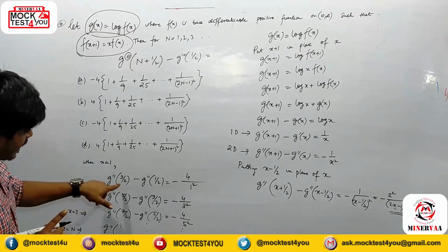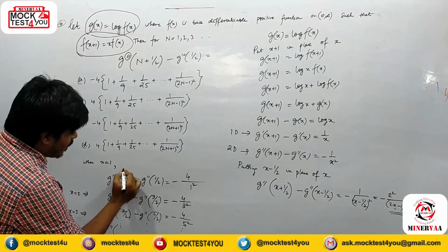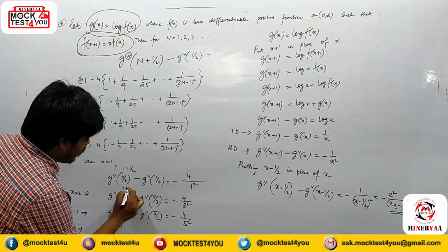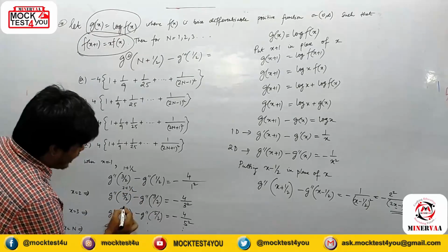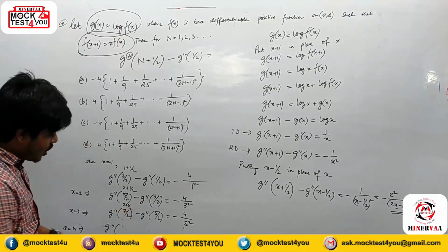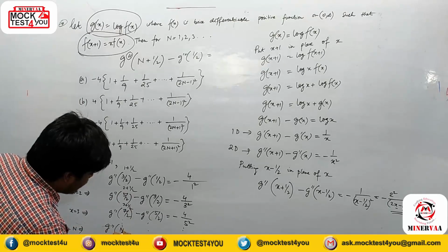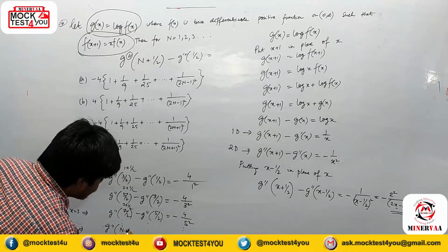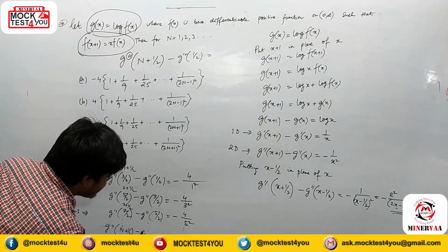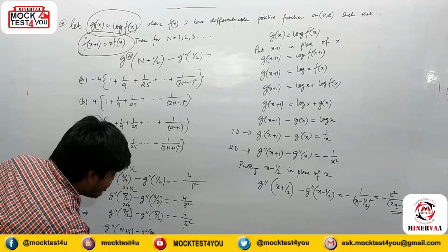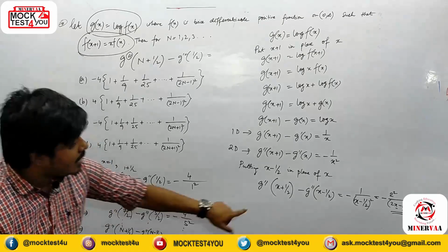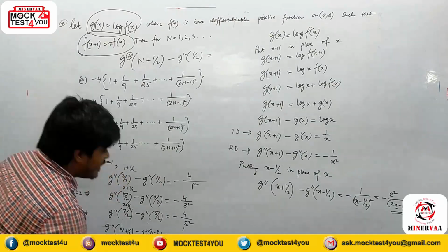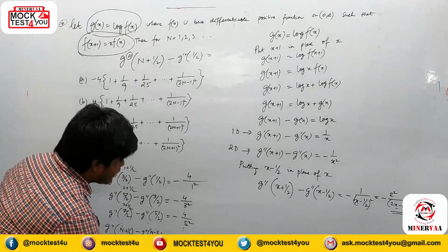Let us see. This 3 by 2, I can write it as 1 plus 1 by 2. This 5 by 2, I can write it as 2 plus 1 by 2. This 7 by 2, I can write it as 3 plus 1 by 2. So we have in here n plus 1 by 2 minus G double dash n minus 1 by 2. X plus 1 by 2, x minus 1 by 2 is equal to minus, it will become what?